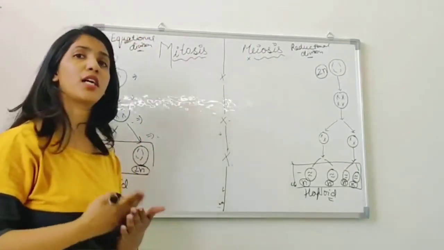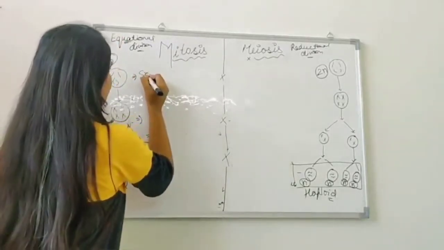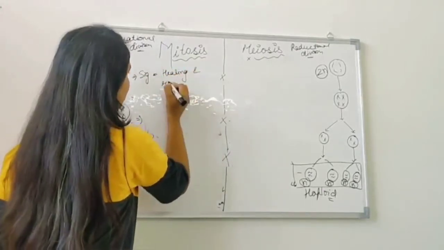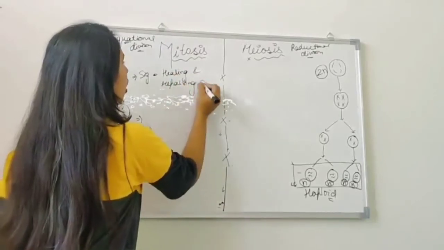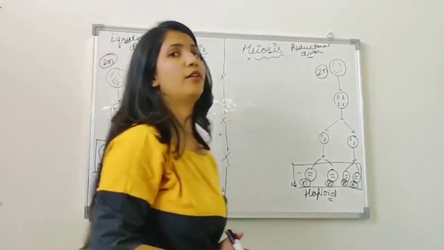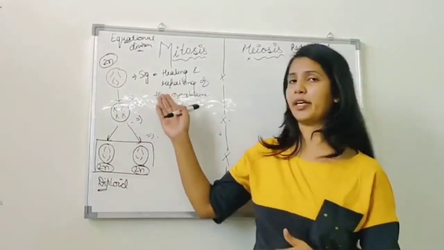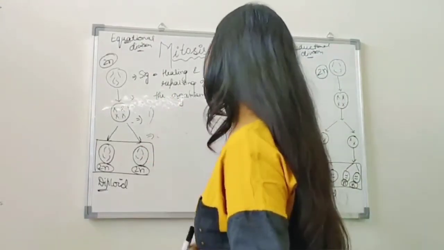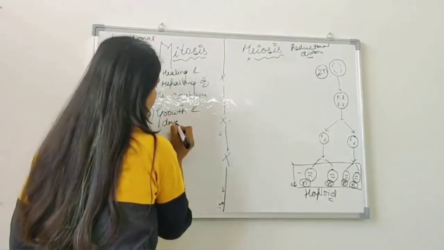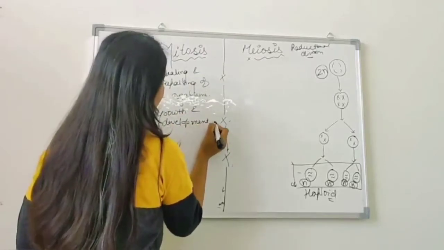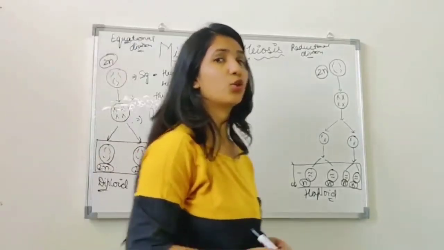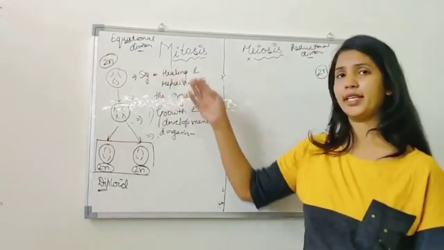Why does mitosis occur in the body? The significance is that mitosis helps in the healing and repairing of the organisms. Whenever you get a cut or whenever healing processes occur, it is done by mitosis. One more significance of mitosis is that the growth and development of the organism is also done by mitosis. At the start of the lecture, I told you about growth and development. So that also is done by mitosis.